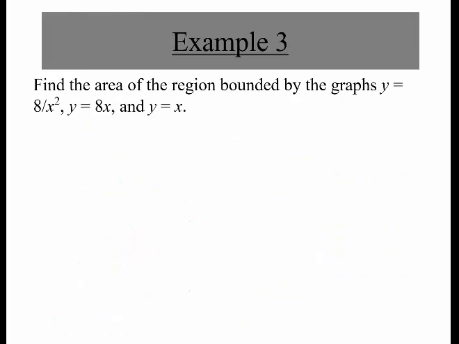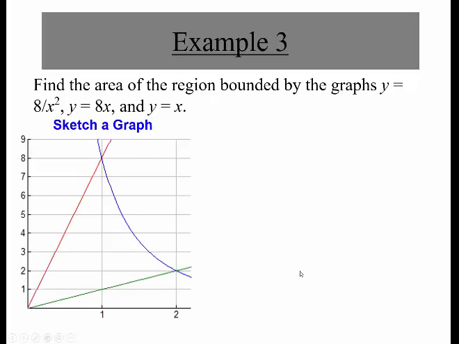All right, let's do another one. This one's a little bit more complex. Find the area of the region bounded by the graphs y equals 8 over x squared, y equals 8x, and y equals x. All right, important to sketch it correctly. It looks like this. I know it seems a little confusing. The green here is y equals x. The red is y equals 8x. And the blue is this graph here, 8 divided by x squared.